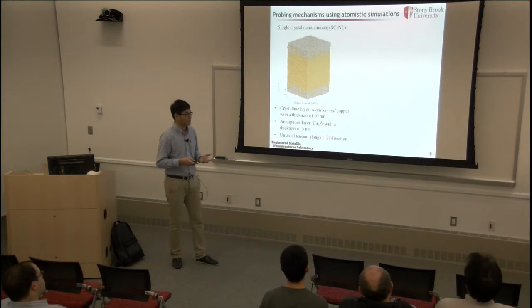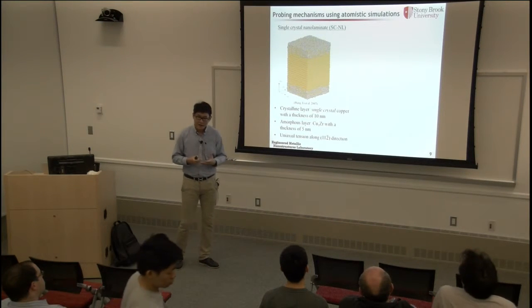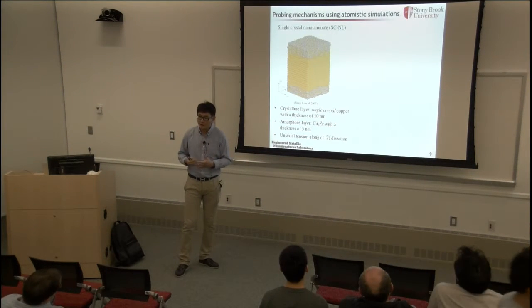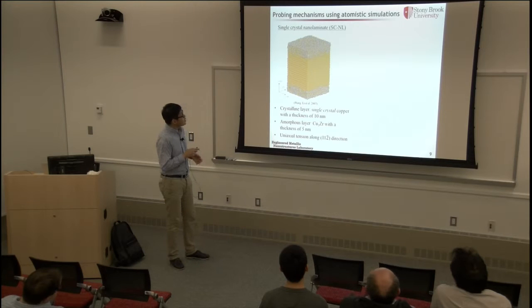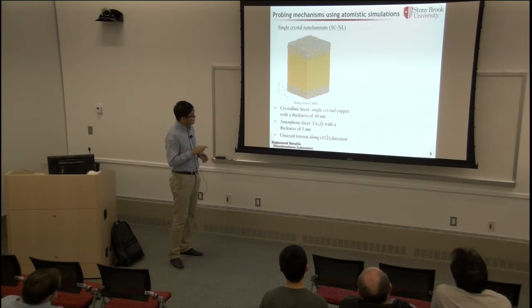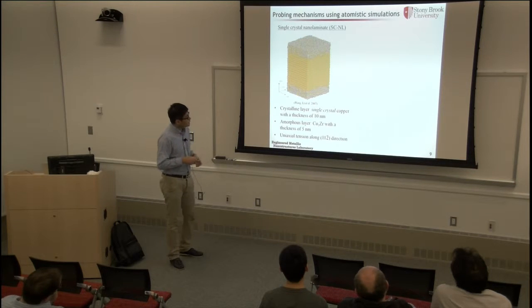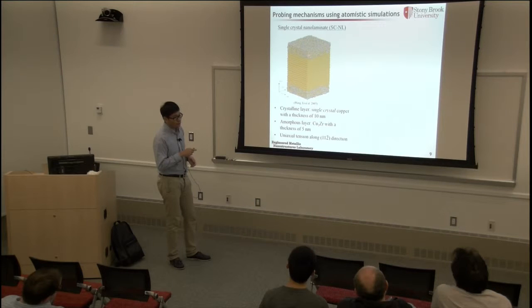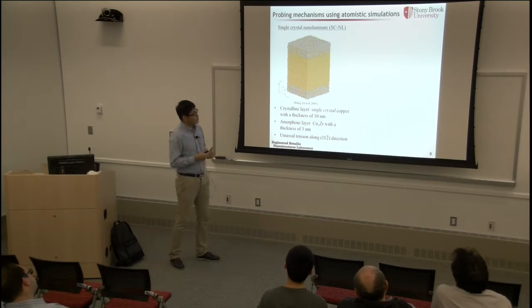So what's happening in this material? In order to study the deformation mechanics of the nanolaminate structure, they used molecular dynamics simulation. They built this single crystal nanolaminate. It has a single crystalline copper layer of about 10 nanometers and an amorphous layer of about 5 nanometers. This is actually 2.5, but because of the periodic boundary, it effectively makes it 5. The uniaxial tensile loading is applied in the 112 direction.